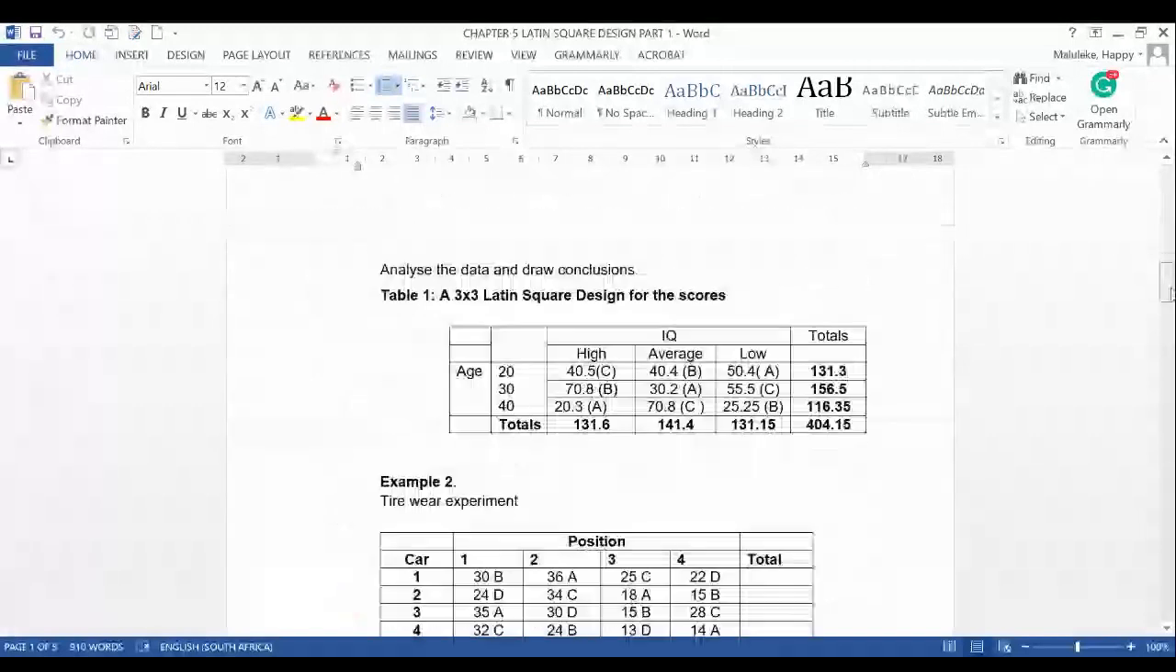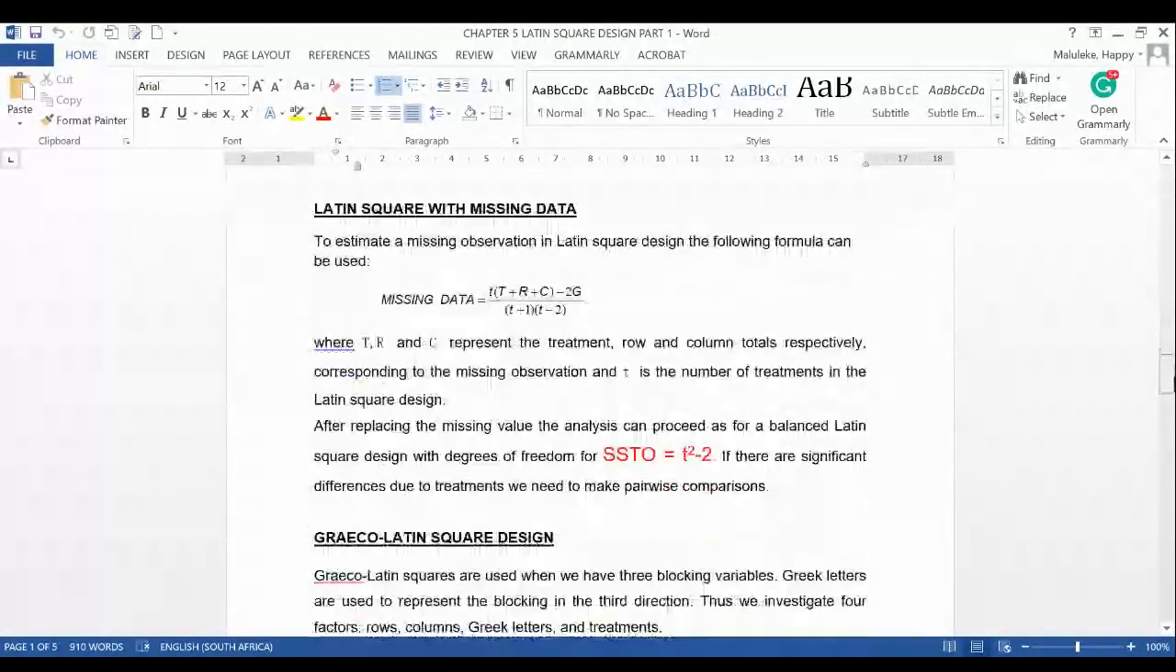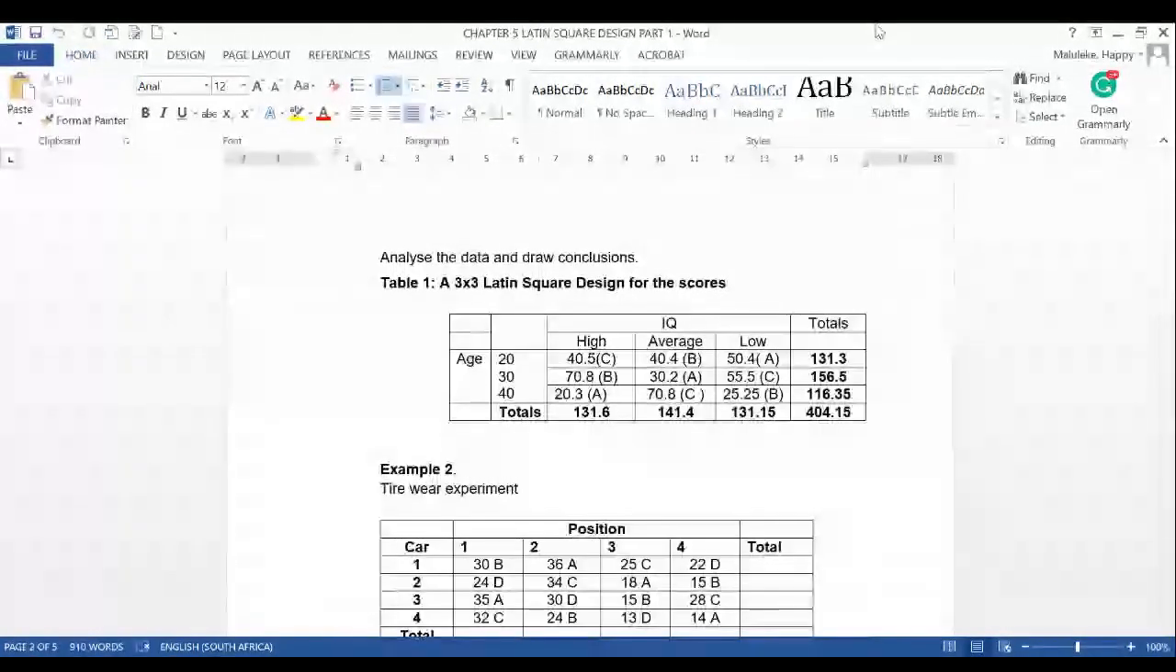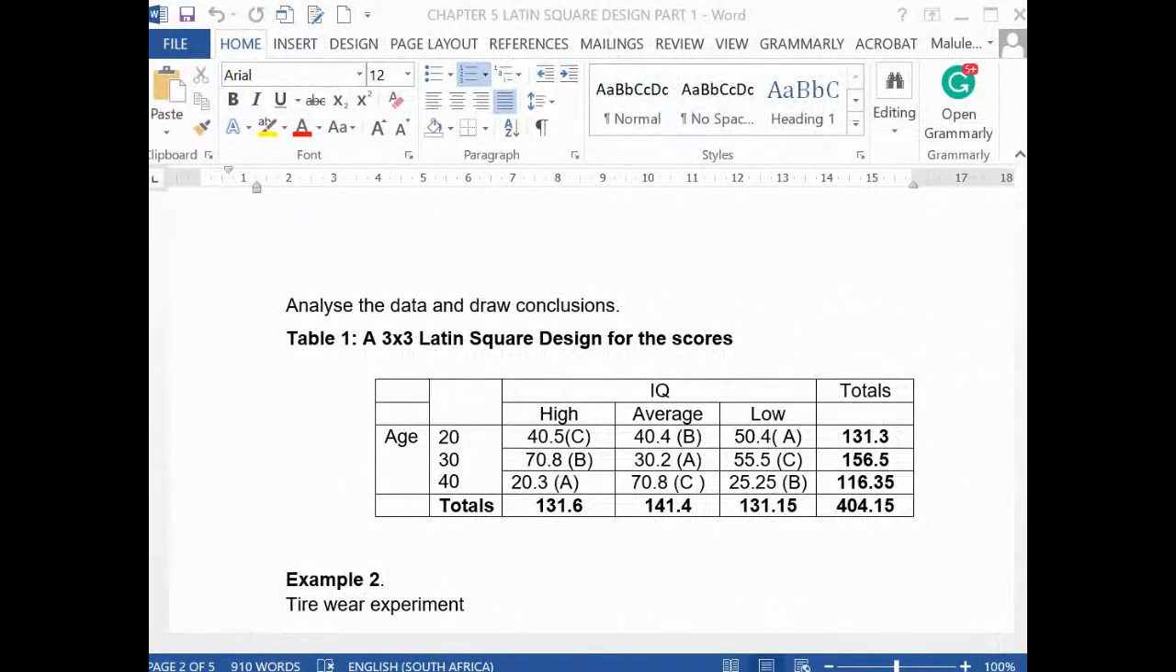Sorry for that. Trying to share the notes. I want you guys to do this example with me. First of all, I want you to copy the values down. I want us to do example 2.